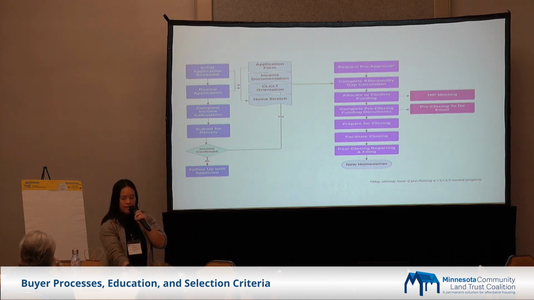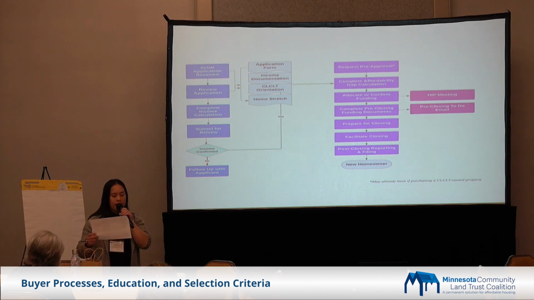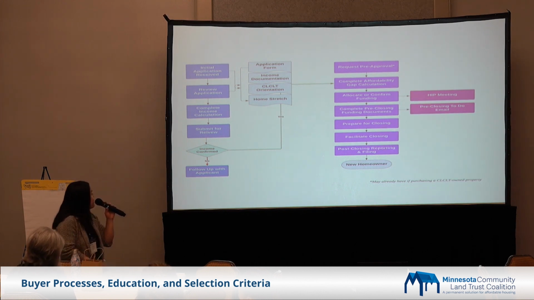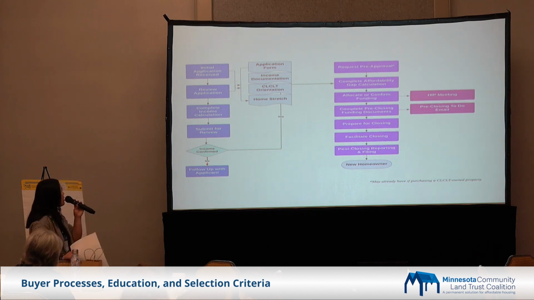This is just the transaction process, and it shows a little more in depth on the internal side of things. So we'll get that initial application received as well as all that application material, income documentation. They need to complete the orientation and home stretch. Then after that, we'll review the application, complete calculations, submit it for complete review, and then follow up. And then after that, it's the process up until closing.